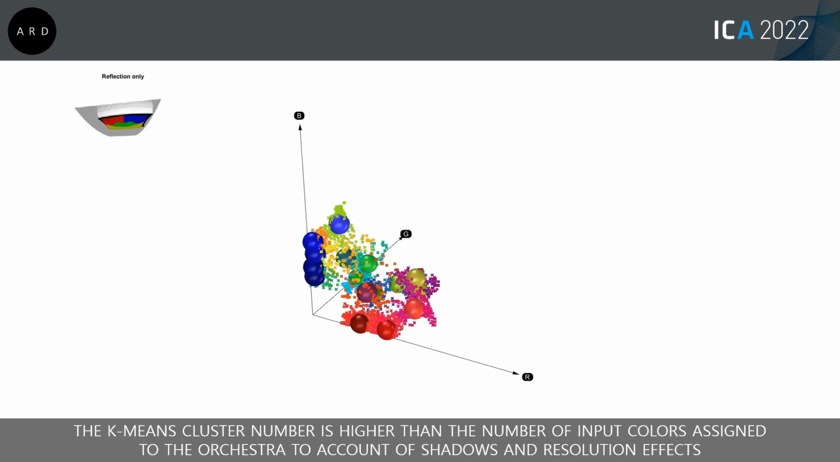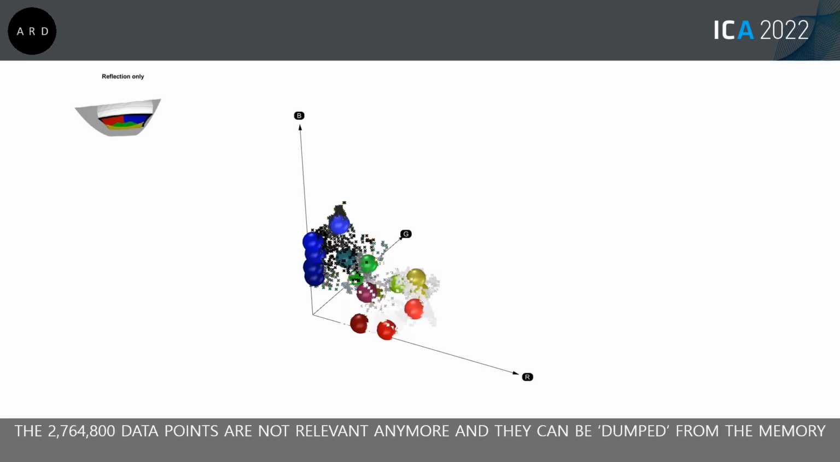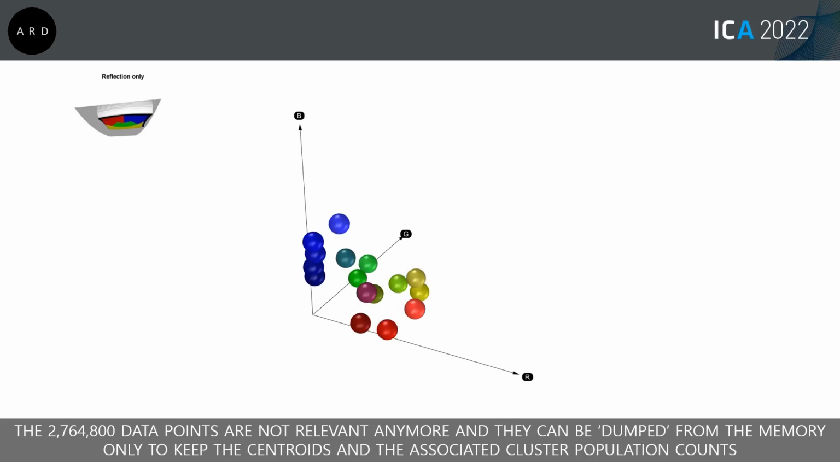The k-means cluster number is higher than the number of input colors assigned to the orchestra, to account for shadows and resolution effects as well. And finally, the 2.7-ish million data points are not relevant anymore, and they can be dumped from memory, as we only keep the centroids and the associated cluster population count. What you see now is the centroids, the average points of all that population. Each one of these centroids is associated with a population count, and that's what we are adding up.